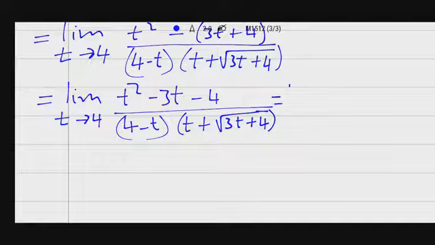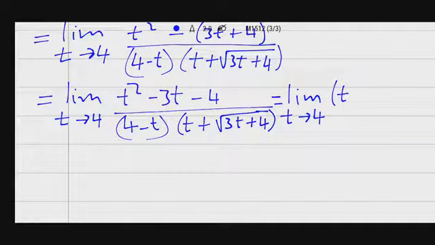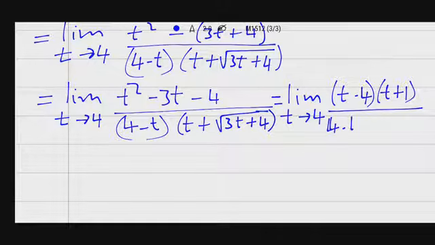So if we factor the numerator as t goes to 4, what do you get in the numerator when you try to factor? You get t minus 4 into t plus 1. And in the denominator, you still have the two expressions, 4 minus t into t plus root of 3t plus 4.